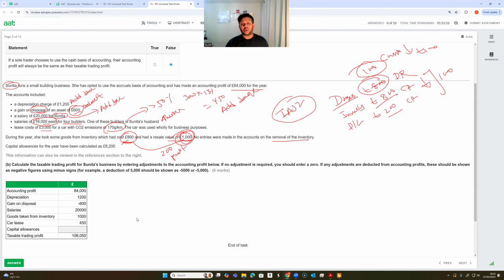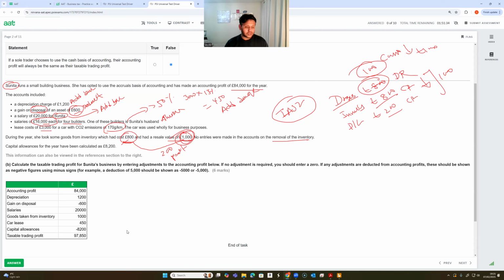And the capital allowance, all is simple. Capital allowance, we need to minus. So capital allowance minus, and that gives me 97,850. So this will be the profit on which I'm going to pay the tax.